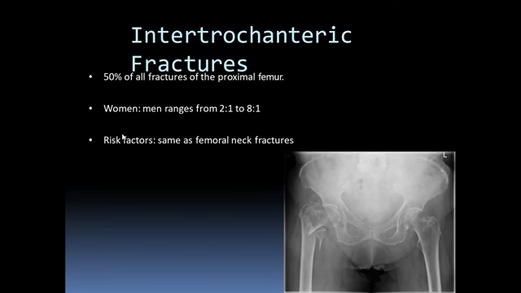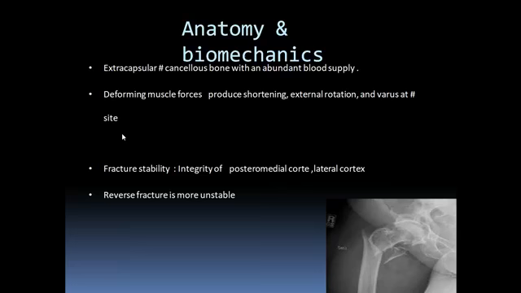Other important topic is intertrochanteric fractures. It accounts for 50% of all fractures of the proximal femur, and the ratio of women to men ranges from 2:1 to 8:1. Risk factors are as I mentioned for neck femur fractures. Anatomy and biomechanics: it is usually extracapsular. Extracapsular fractures have cancellous bone with huge blood supply, and deforming muscle forces produce shortening, external rotation, and varus at the fracture site. And there may be a reverse fracture also, which is more unstable.